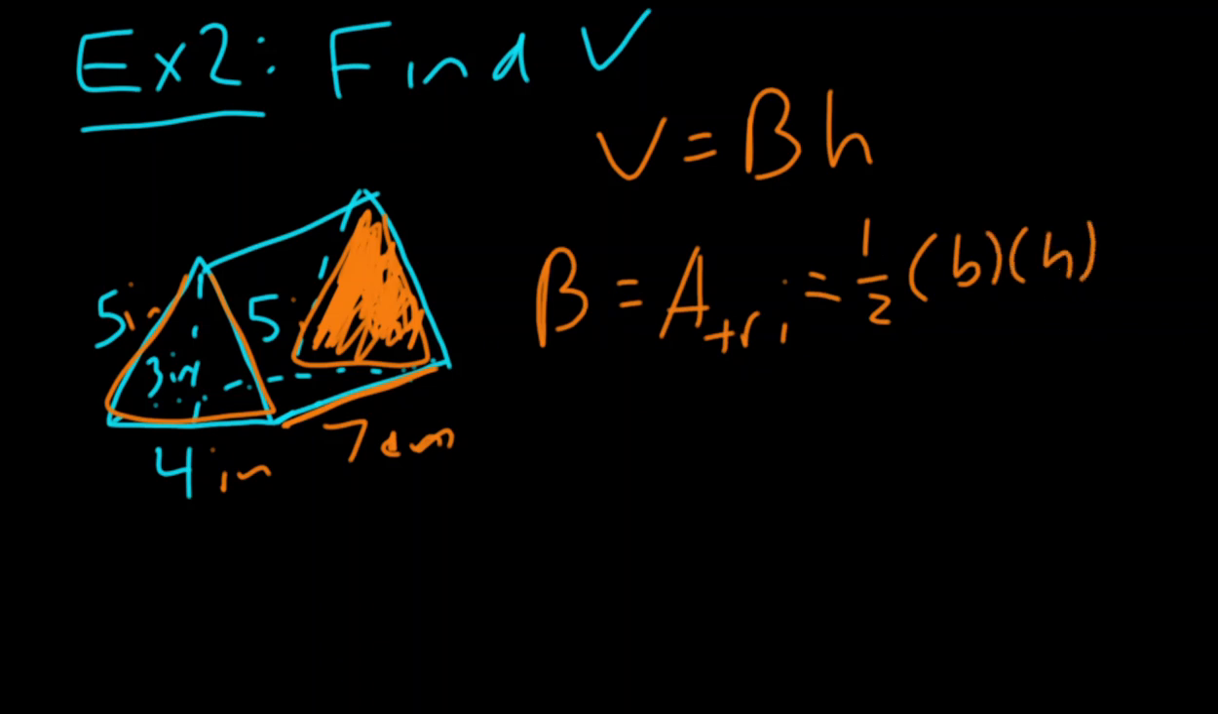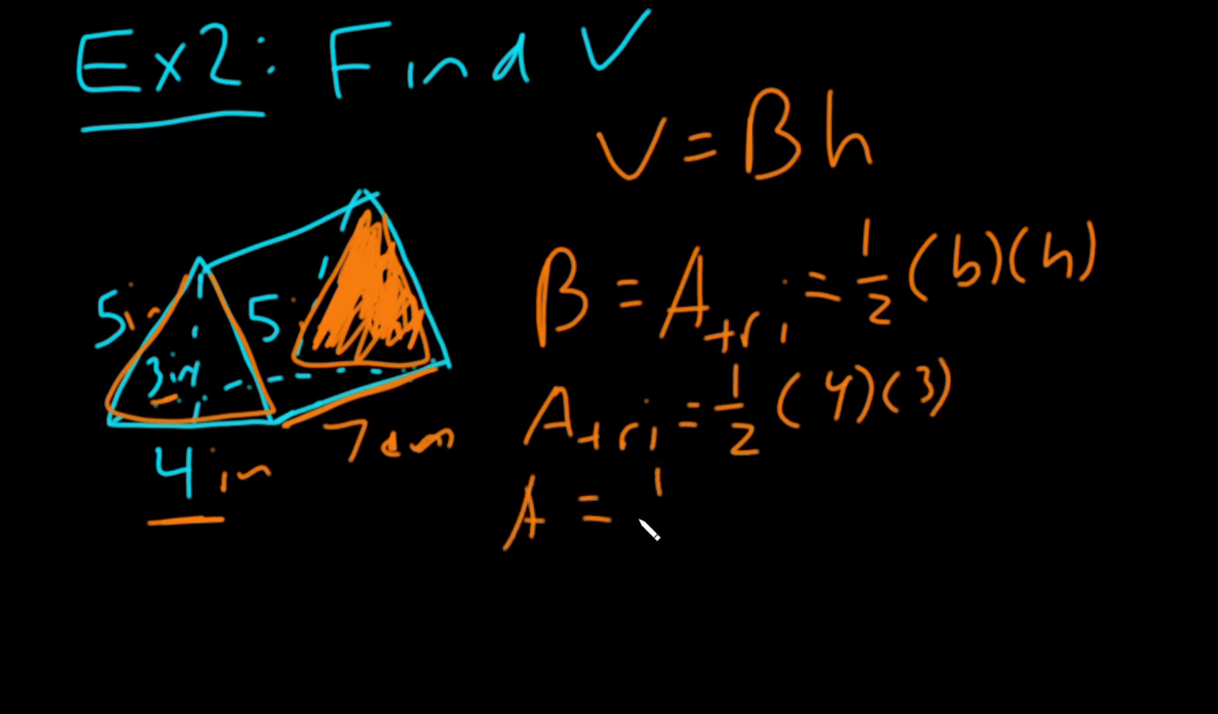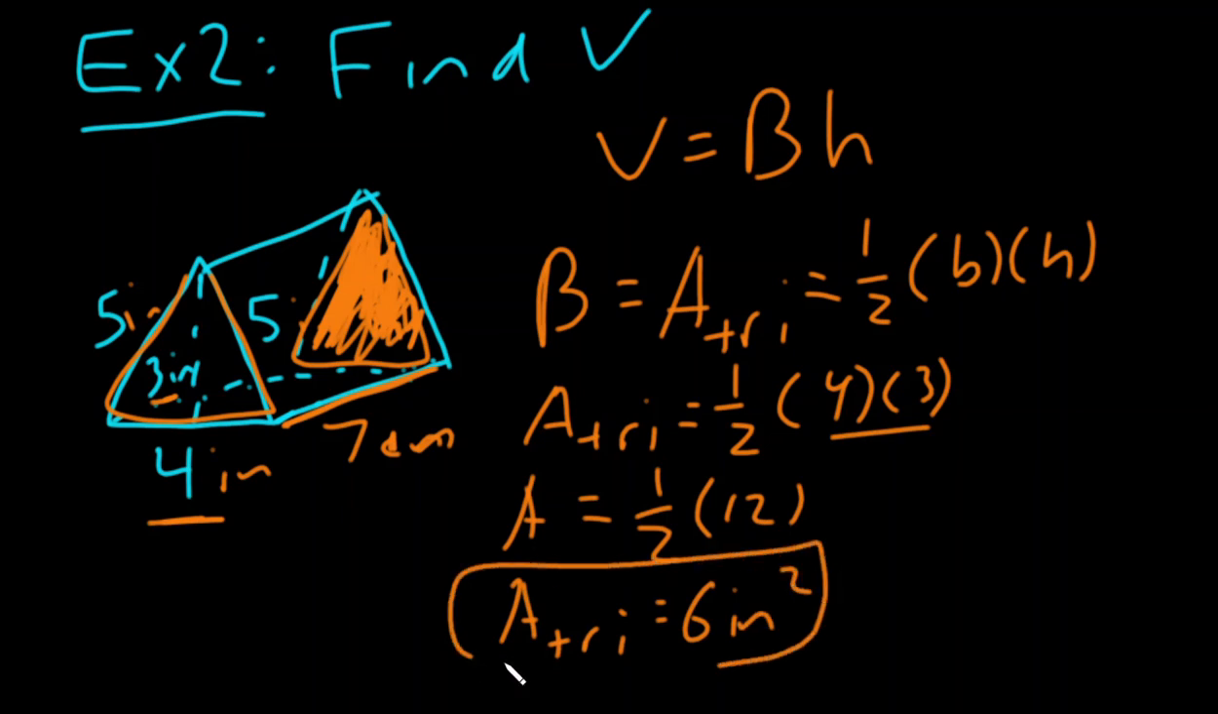And let's fill in all the things that we know. The area of our triangle will equal 1/2 times our base, which is 4, and our height, that's an easy number, is 3. Now let's see, what does this work out to? We have 1/2 times 4 times 3, which is 12. So the area of our triangle, aka our base, is 1/2 times 12. And remember, multiplying by 1/2 is really the same as dividing by 2, and that will give us 6 inches squared.